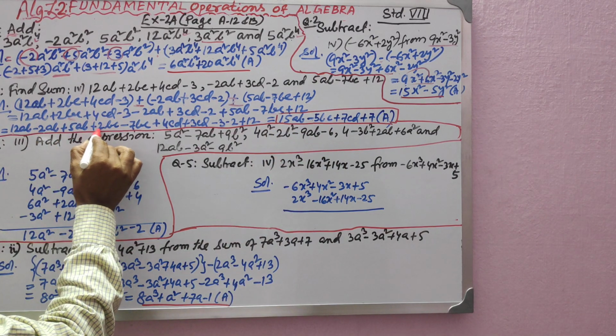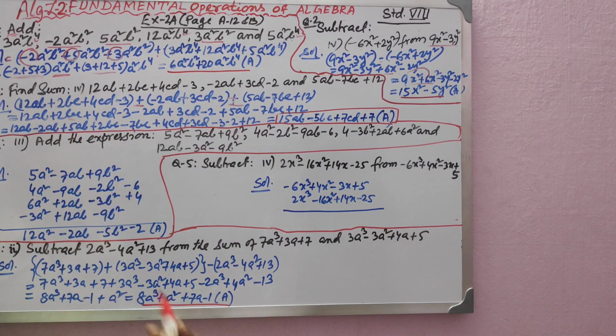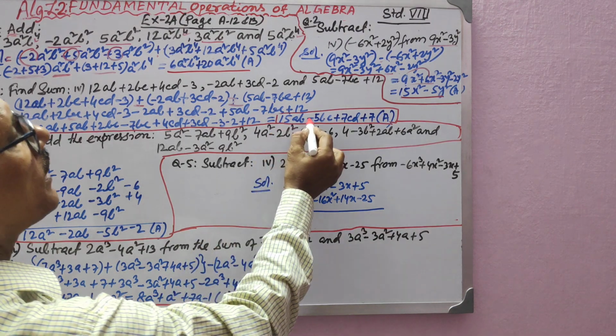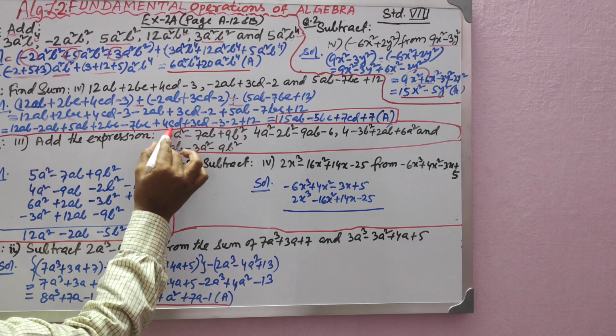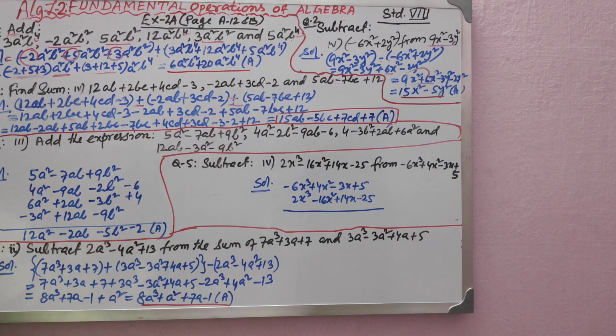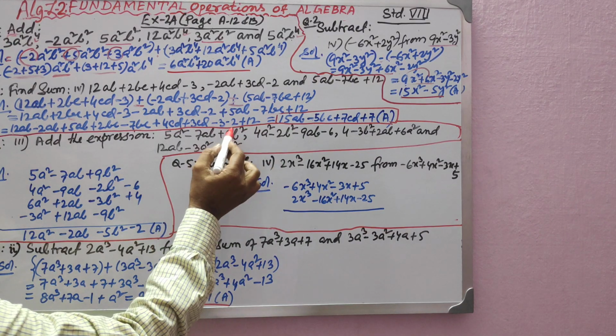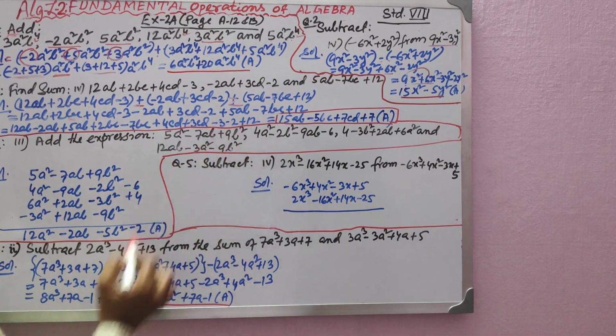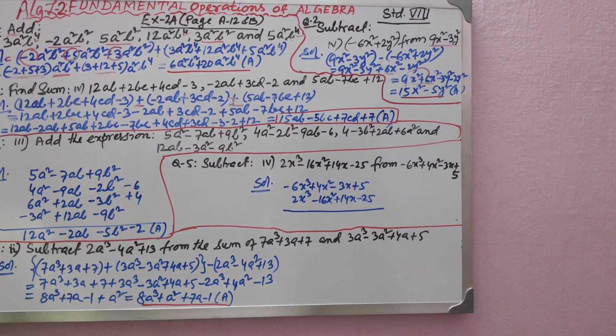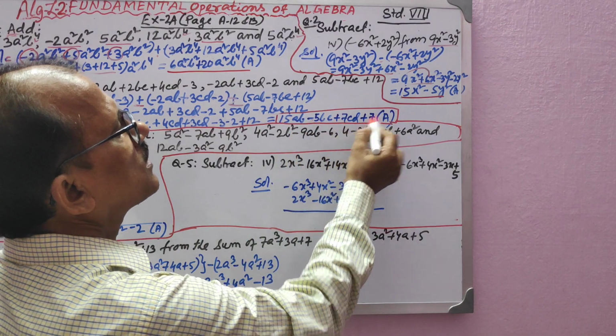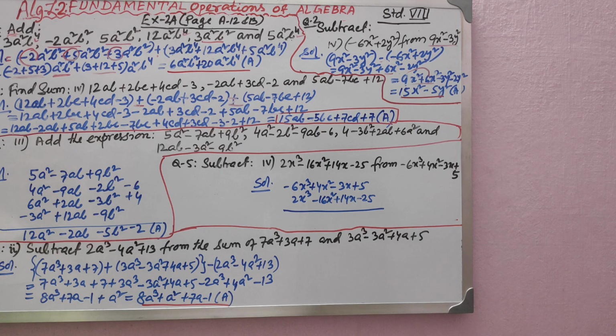BC you see, plus 2 minus 7, that is minus 5. Plus 2 minus 7 is always minus 5, mind it. So minus 5 BC. Now CD you see, plus 4 plus 3, 7 CD. You have done it. And numerical part you see, constant part, plus 12 minus 5. So plus 12 minus 5 is 7. So answer will be 15 AB minus 5 BC plus 7 CD plus 7. I don't think you have any doubt.